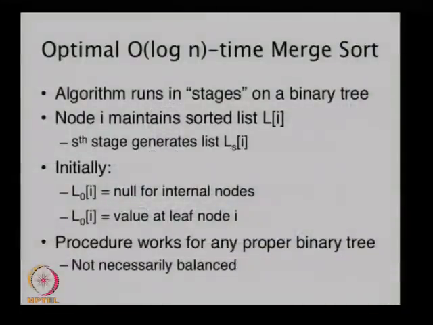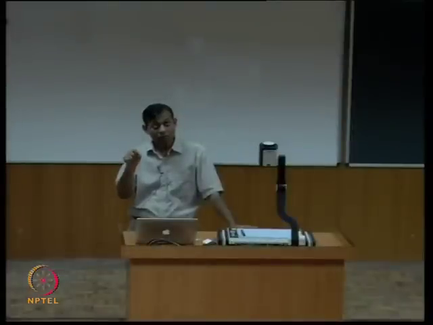It is going to run in stages. The stage is not necessarily the level of the tree. In fact, it is not the level of the tree, but it is related to the level of the tree. And every node of this tree maintains a list. Right? It merges the children and generates the merge list. And the root merges its 2 children's sublists and gets the final list. Right? So the same principle still is going to apply, except you'll merge it many times.